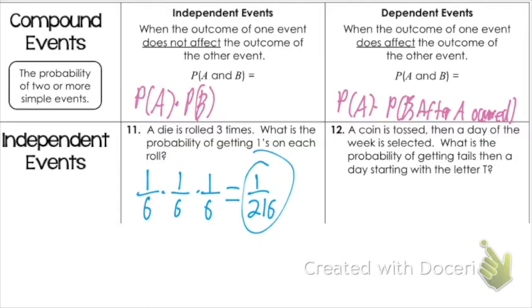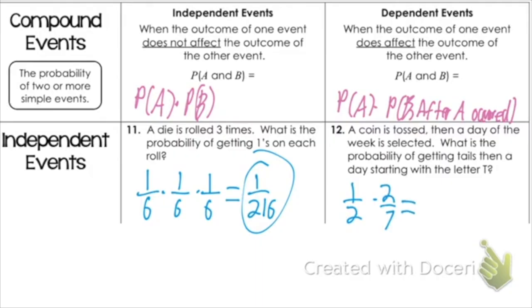Number 12. A coin is tossed, then a day of the week is selected. Do those relate to each other at all? Would they depend on each other at all? Not even close. So what's the probability of getting tails, then a day starting with the letter T? What's the probability of the first event happening? 1/2. What's the probability of that second event, a day of the week starting with the letter T? 2 out of 7. And you multiply those together: 1/2 times 2 over 7.